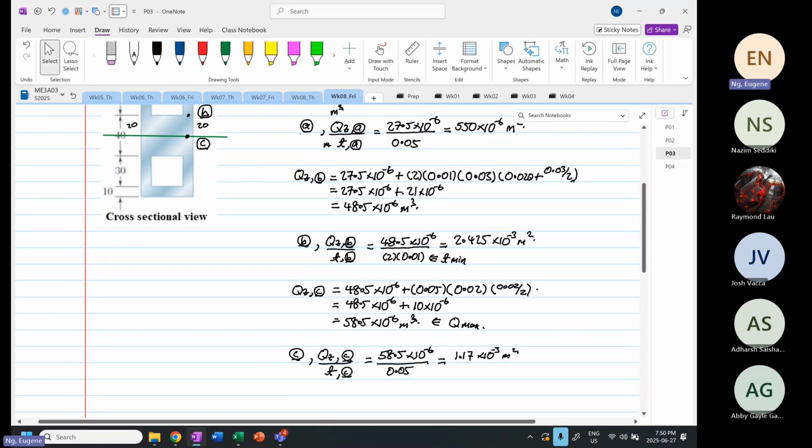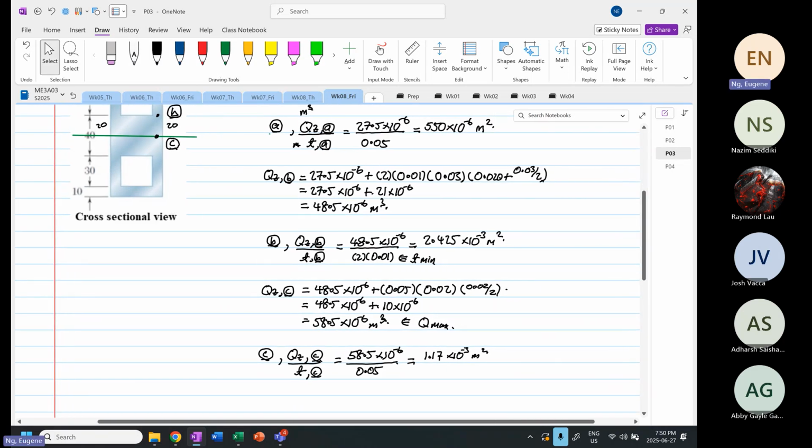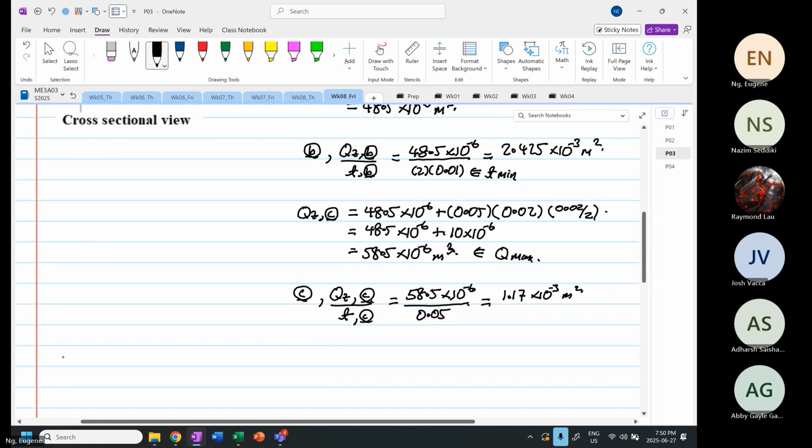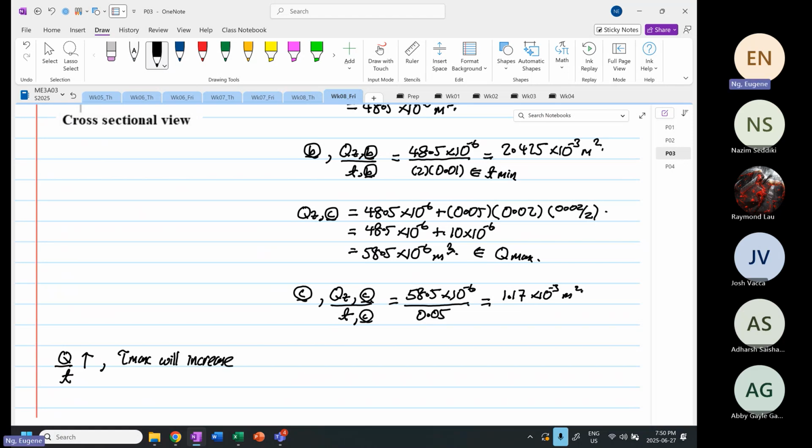So this is evident already, right? Remember, what did I say earlier? The higher the Q over T ratio, tau max will increase, right? And why is that? Because the V over I ratio is a constant.